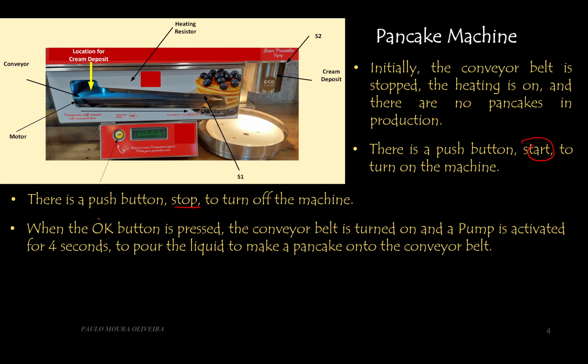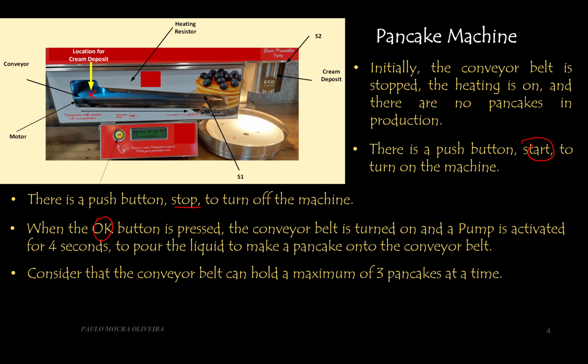So when the OK button is pressed, a pump is activated for 4 seconds to pour the liquid into the conveyor belt, in this place here. And then we are going to consider in this version that we can hold a maximum of 3 pancakes at a time in the conveyor belt. So this limit has to be respected.